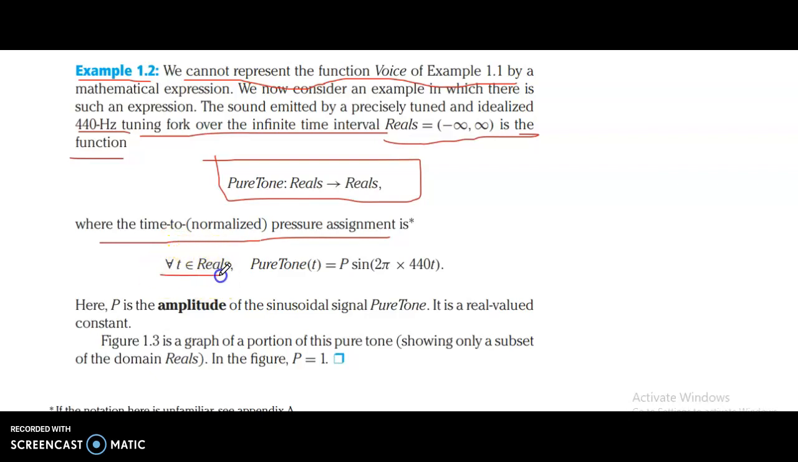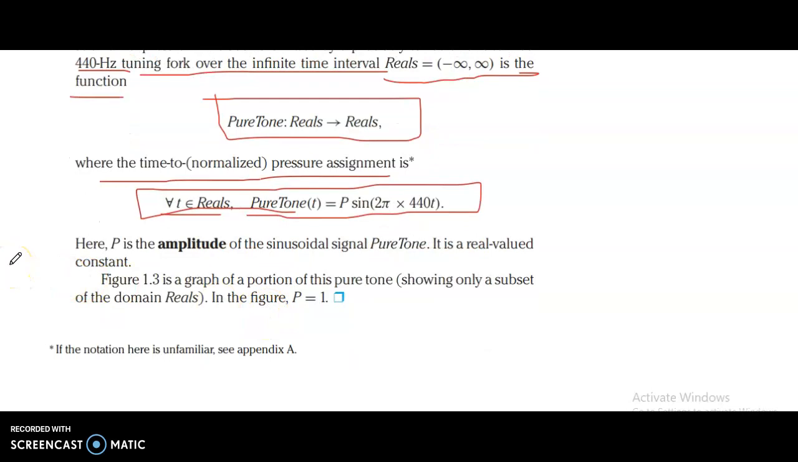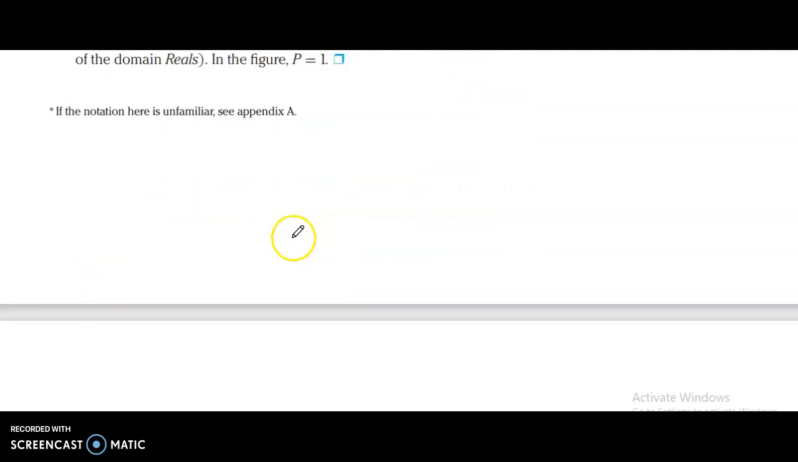for all t belonging to the set of reals, PureTone(t) equal to p sin(2 pi times 440 t). Here p is the amplitude of the sinusoidal signal PureTone. This is a real valued constant.